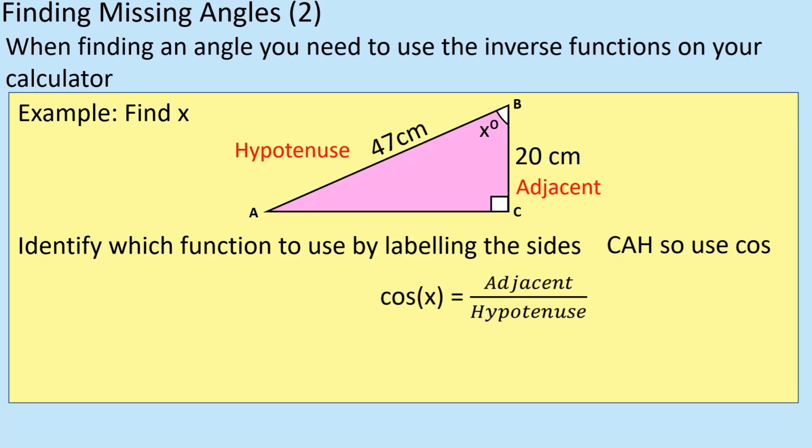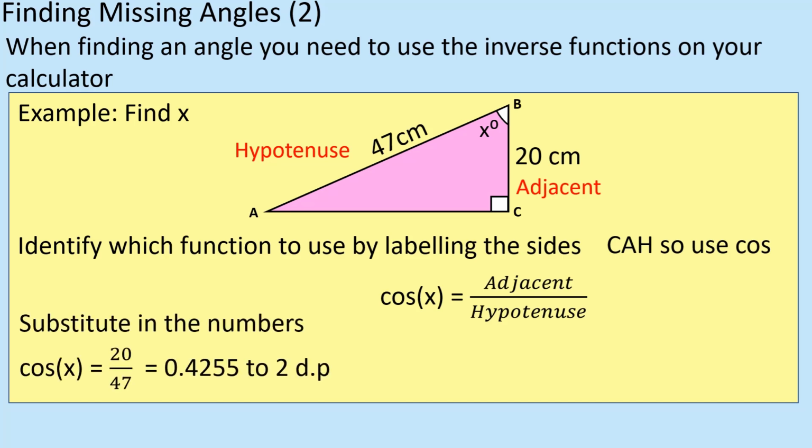That's what you've got, and then we're going to put the numbers in. So cos x is equal to 20 over 47. 20 over 47 is 0.4255. And then you are going to put in your calculator shift cos, or cos to the minus 1 of 0.4255 to figure out what x is, and therefore you get 64.82 degrees.